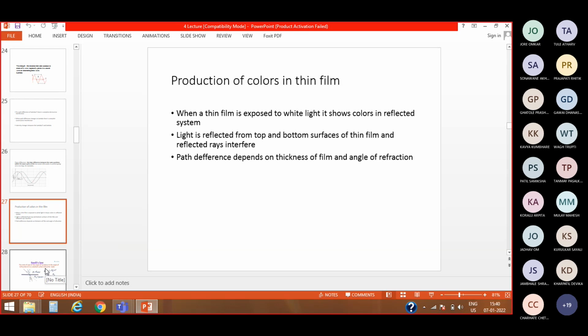And the path difference depends on the thickness of the film and angle of refraction. The path difference किस पे depend है? The path difference depends on the thickness of the films, how thick that thin film is, and the angle of refraction. इसके ऊपर वो रहता है.